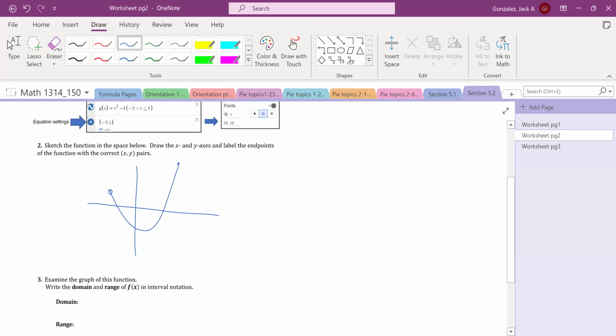Domain is literally given to us, but there's no equal to, so put parentheses, and bracket on 3. Range, that's a picture: lowest is -3, highest is 6. The graph will pretty much give you everything you need, if you know how to get information off of it.